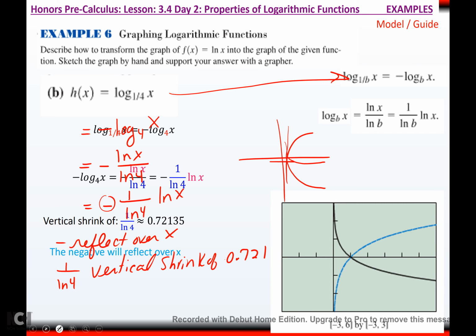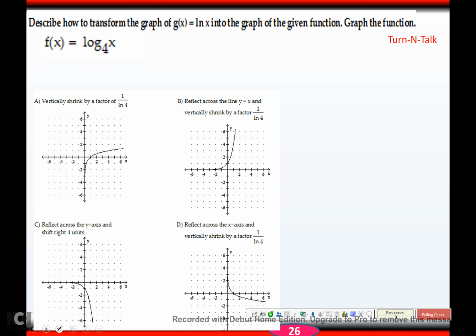Okay, blue would be mother. Black turns upside down, and see how much shorter this distance is compared to that distance? It shrunk. Alright, so describe how to transform this graph and graph the function.